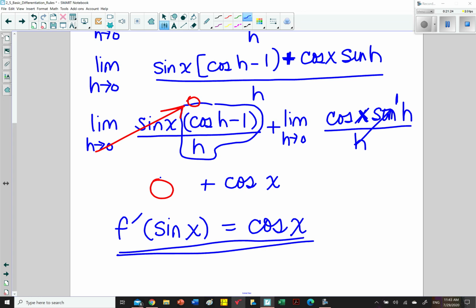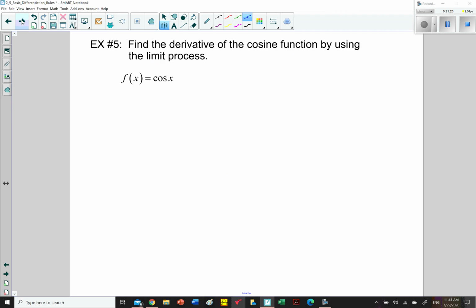Now, are you really brave? If so, turn off the video and give this one a try to show that the derivative of cosine is negative sine. Then come back to check with me after you're finished. Good luck.